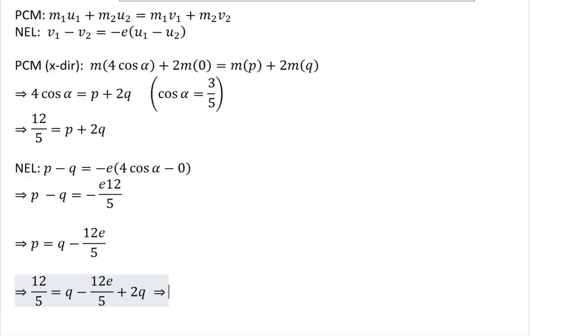And then that turns into 12 over 5 by 1 plus E equals 3Q. And now just pause and go back and make sure you're happy that this is correct, because it is. So that would mean Q equals 4 over 5 by 1 plus E.